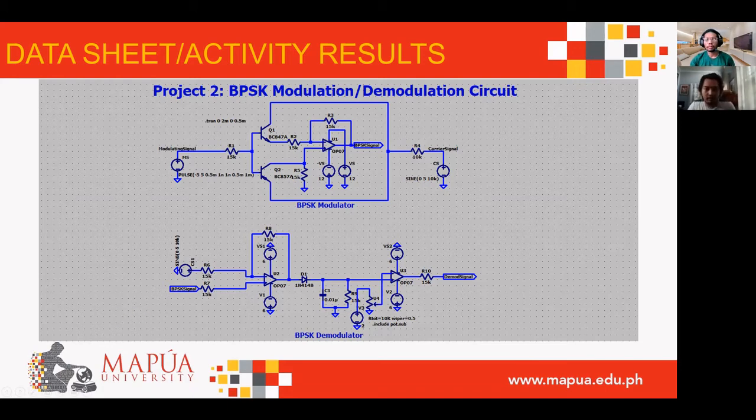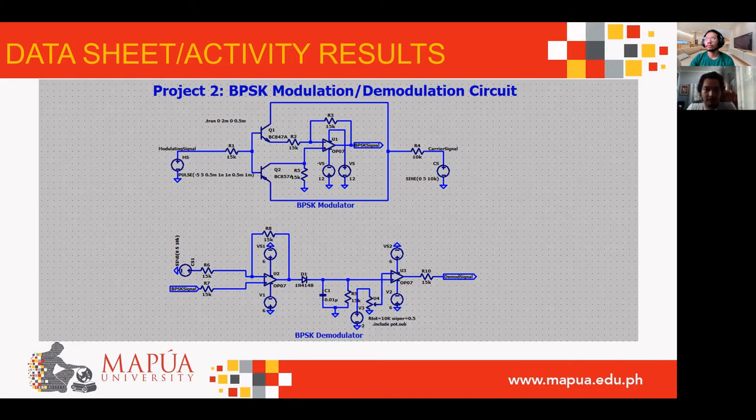So continuing on with the discussion, as we can see in this figure is our BPSK modulation and demodulation circuit. On the upper part is our modulator circuit and on the lower part is our demodulator. In the modulator circuit, the modulating signal and the carrier signal are inputted into a multiplier, for which we use an op amp for multiplying these two inputs, resulting in an output of a BPSK signal.